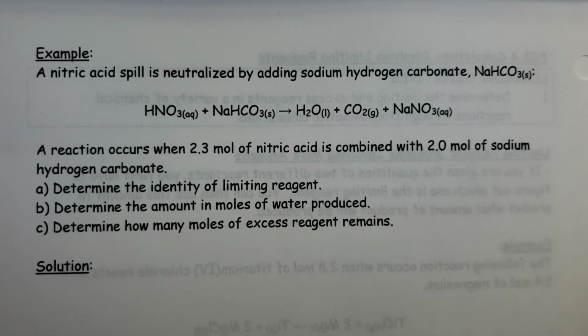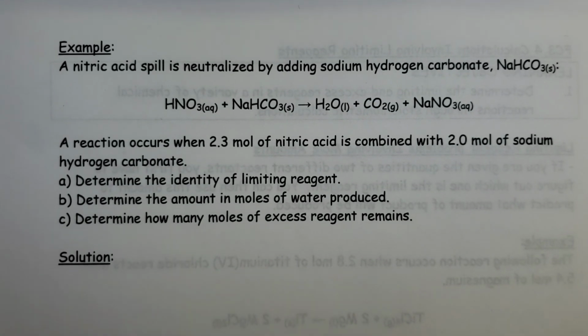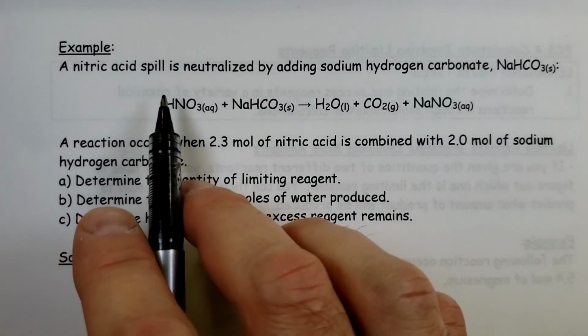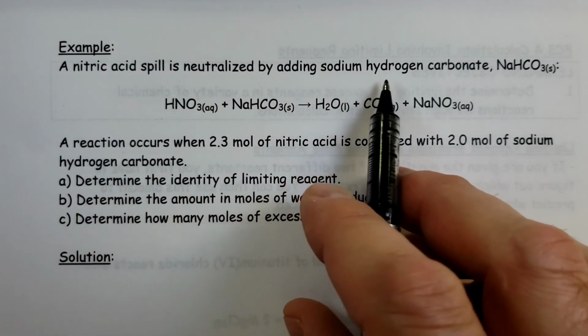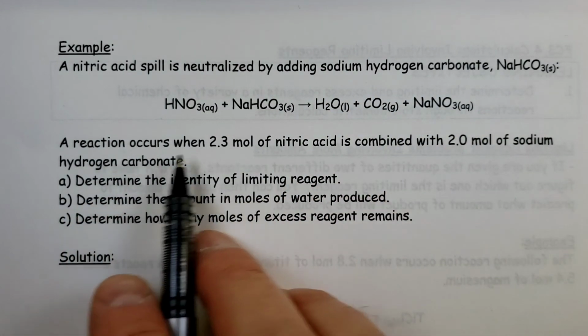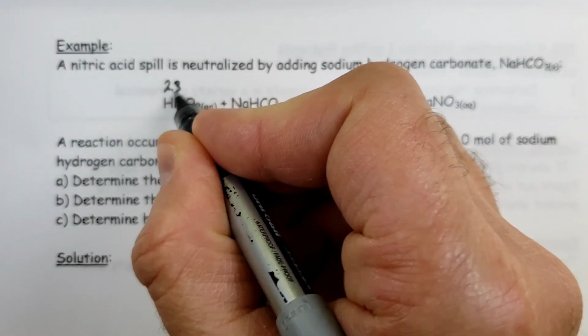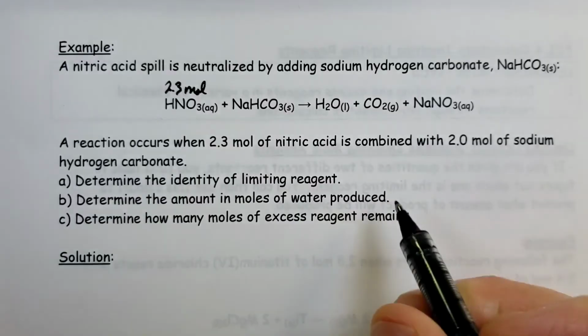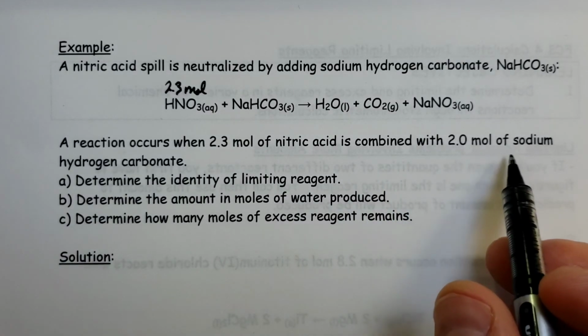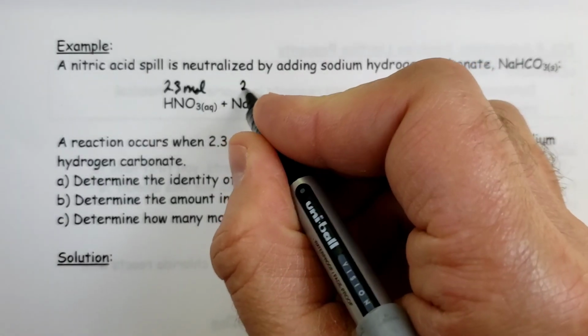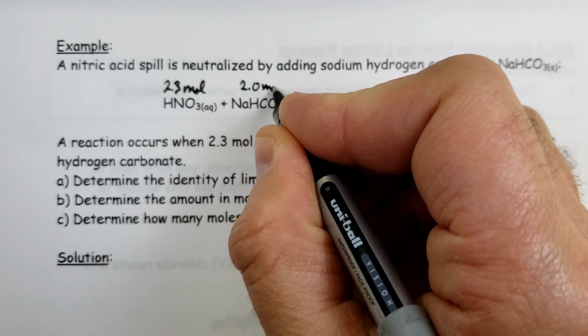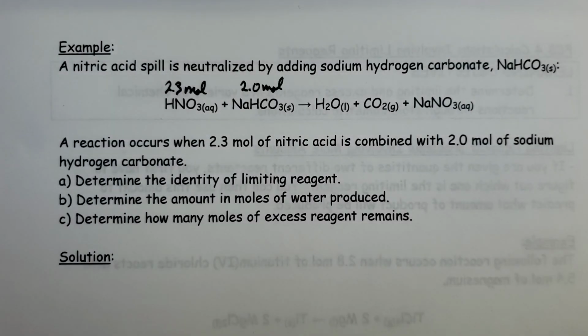Okay, on the flip side of that piece of paper, there's another question, very similar. A nitric acid spill is neutralized by adding sodium hydrogen carbonate. A reaction occurs when 2.3 moles of nitric acid is combined with 2.0 moles of sodium hydrogen carbonate. Now this one's a little bit easier because it's a 1-to-1 ratio. But still, take a few minutes now.